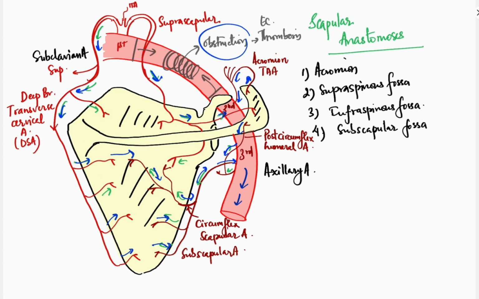Hence, this scapular anastomosis is important to allow proper perfusion of the upper limb. In case the scapular anastomosis is present and there is increased blood flow through these arterial branches, the patient would present with a pulsating scapula.